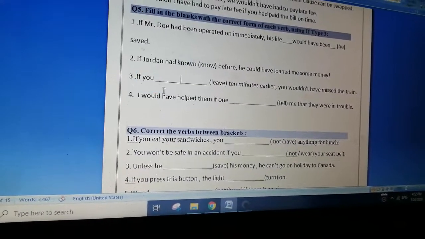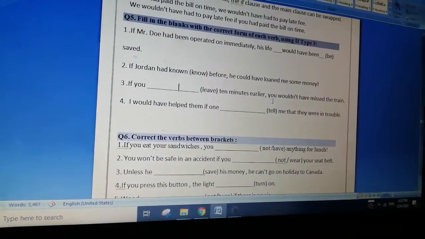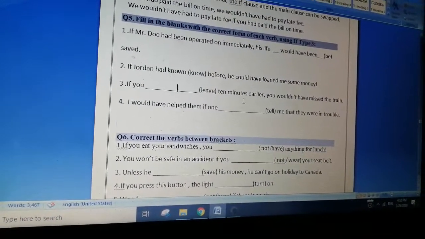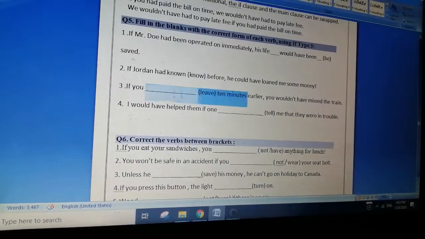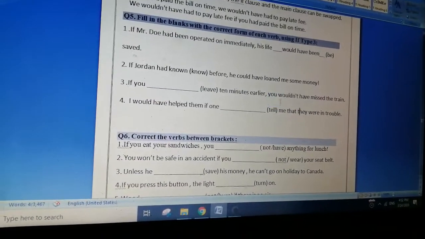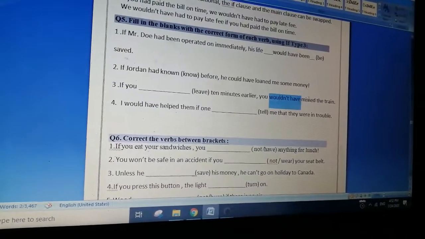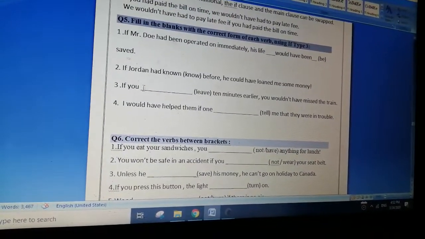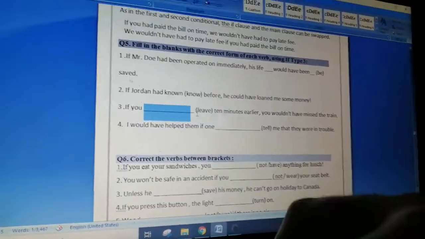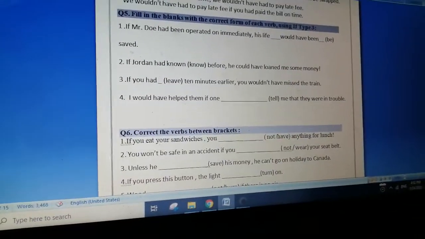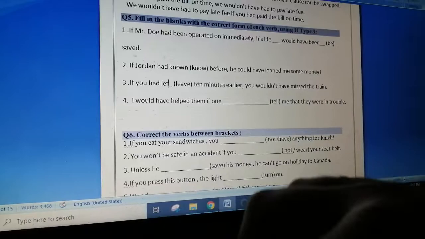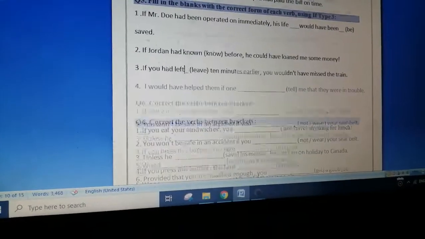Same thing here. If you blank 10 minutes earlier, you wouldn't have missed the train. This is the main clause and this is the if clause. The main clause here is would plus have plus verb 3. So this is type 3. So here we have to use if you had and verb 3 of leave, which is if you had left.